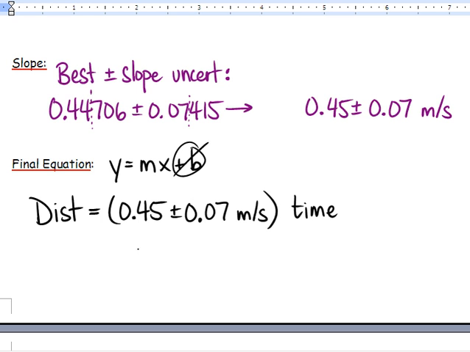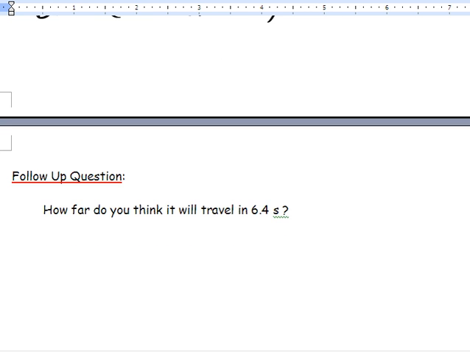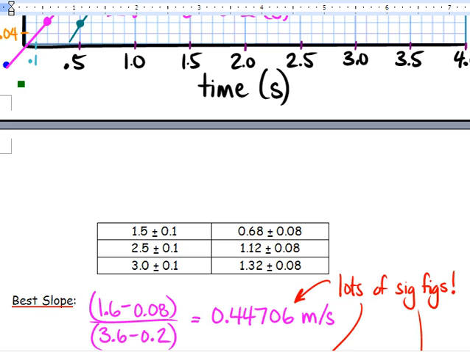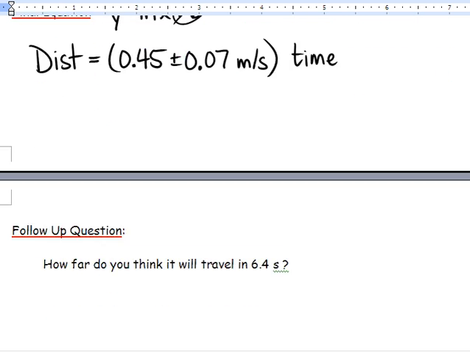Now what's really cool about this final equation is it tells us that you can solve for the distance by taking your slope, which is actually the speed of the anteater. It's approximately 0.45 meters per second. And then you can just multiply by a certain number of seconds to figure out how far the anteater goes. Works great because you might want to know how far the anteater has gone for a time value that you didn't test. For example, how far do you think it, being the anteater, will travel in 6.4 seconds? Well, we can't tell that from the graph because the graph only goes up to 4 seconds, but we can plug some numbers into our equation now and make it work that way.